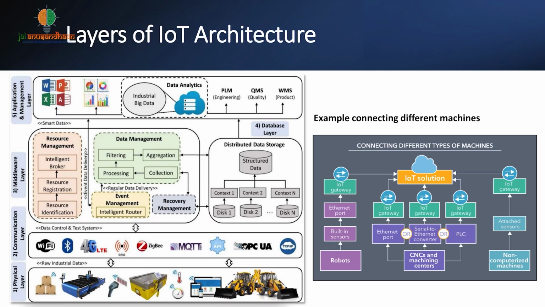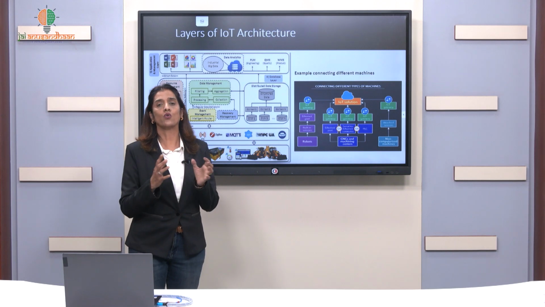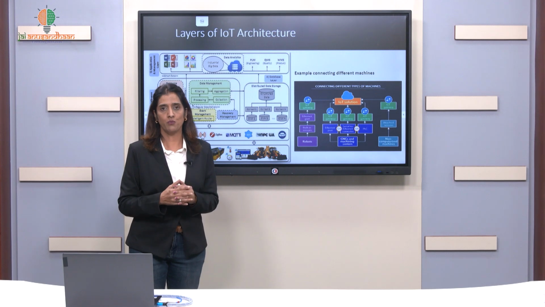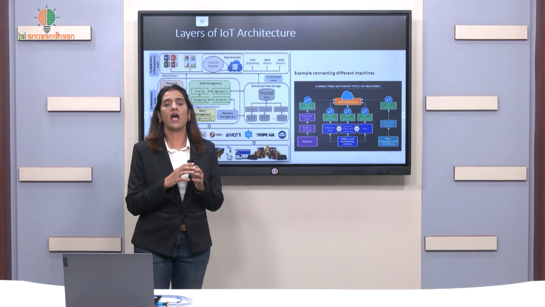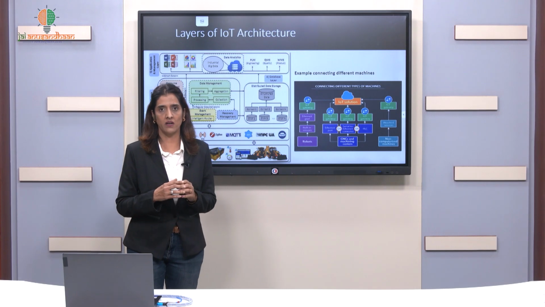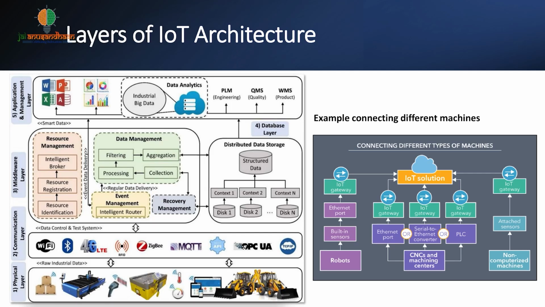We have already seen what the things around us are, how we can make those things smarter by connecting the hardware, what the role of communication protocols is, what the networks are, how data is stored, and how applications are made out of that. These are nothing but the layers of the IoT architecture. As you can see on the screen, this is a block diagram of the architecture.